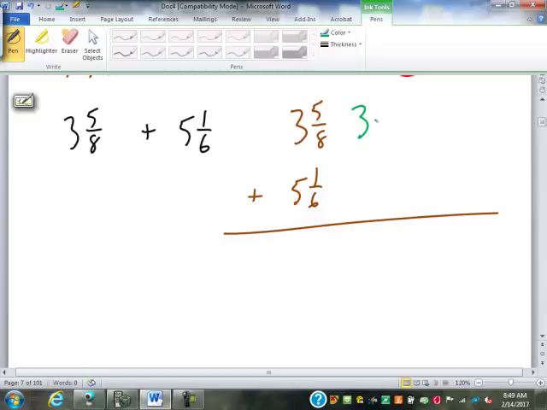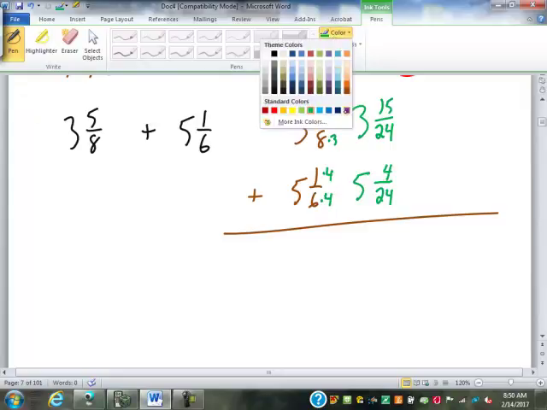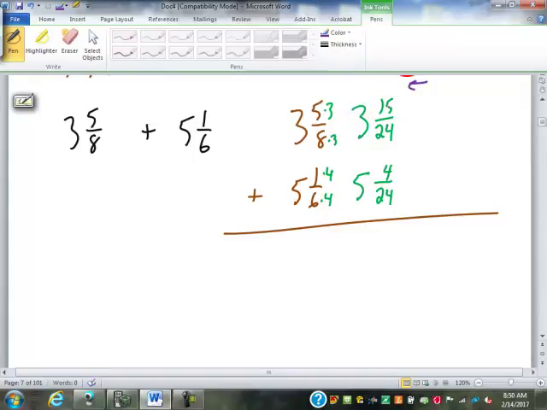Now, I do still need a common denominator. For 8 and 6, it's going to be 24. 8 times 3, so 5 times 3 is 15. 6 times 4, so 1 times 4 is 4. So now, just like any other addition, we start on the right and we work our way back to the left. 15 plus 4 is 19. We keep the same name of 24s. 3 times 5 is 3 plus 5 is 8.